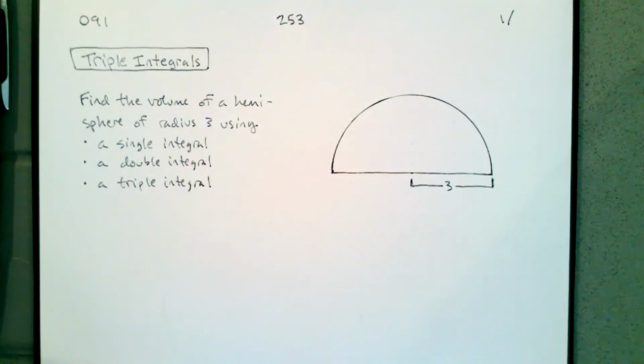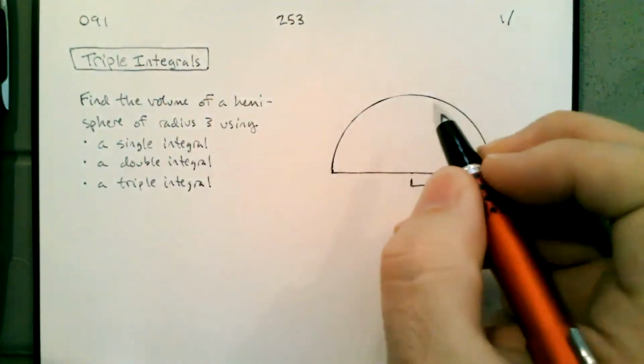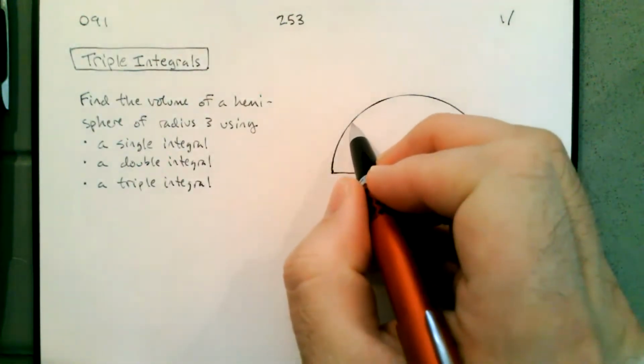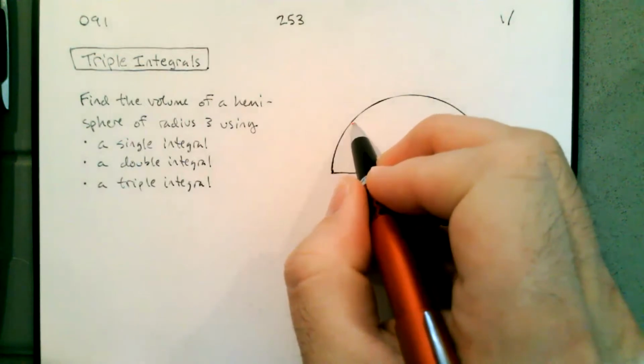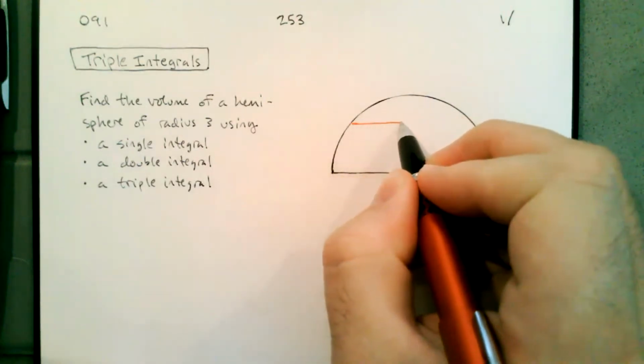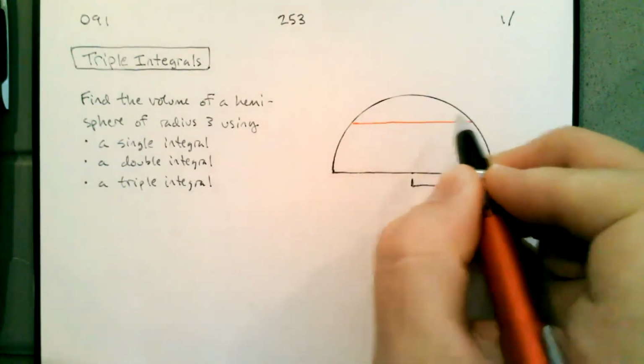That's the reason that I picked a hemisphere, so that we would see that our single integral would give us the value that we wanted, our double integral would give the same value, and our triple integral would give the same value. Let's recall what we need to do to find the volume of a hemisphere, radius 3, using a single integral. So thinking back to Calc 2, we only got to use one variable at the time.